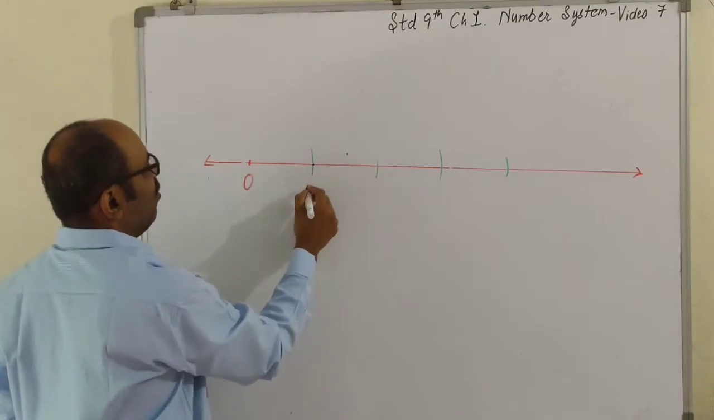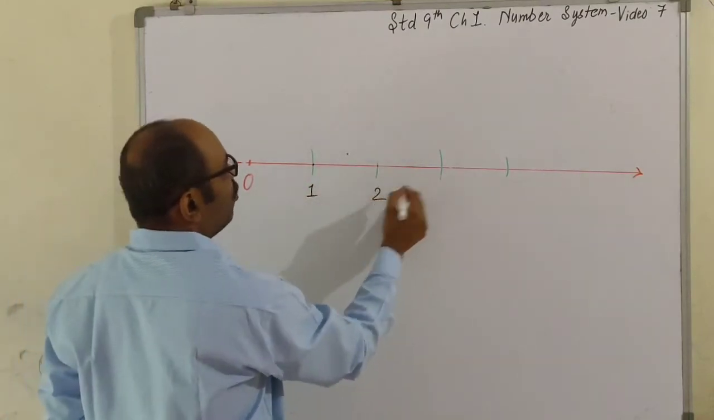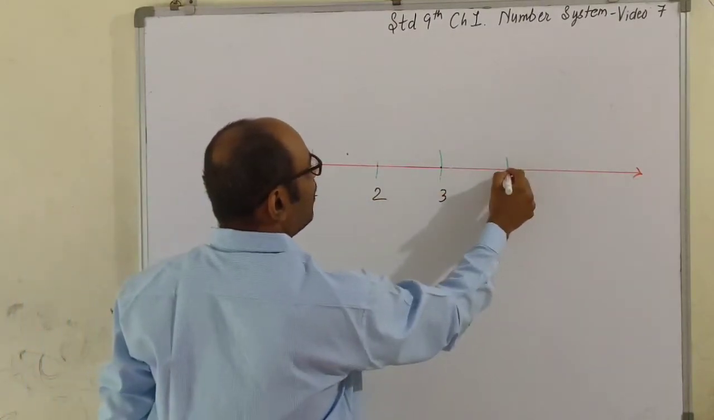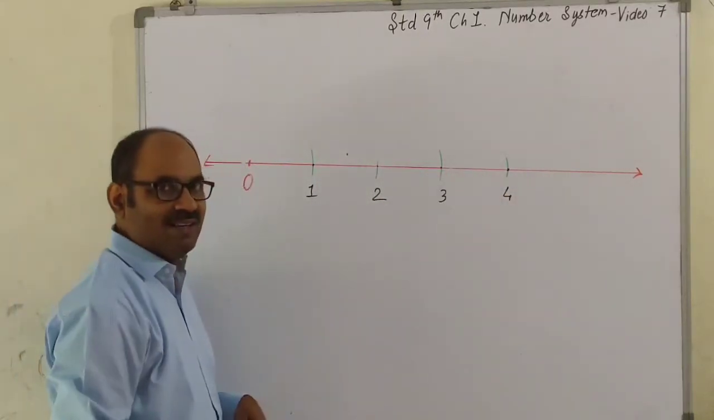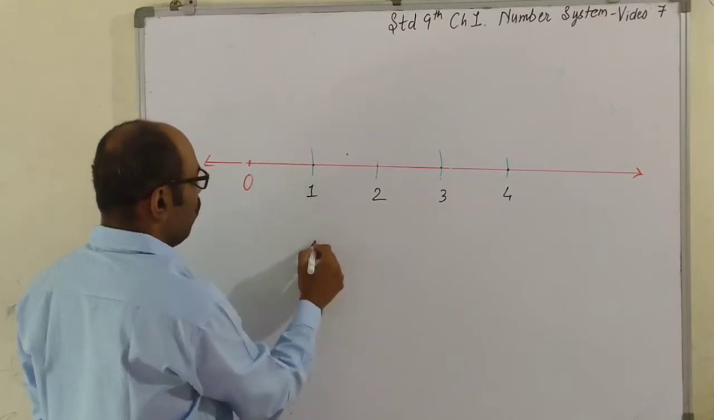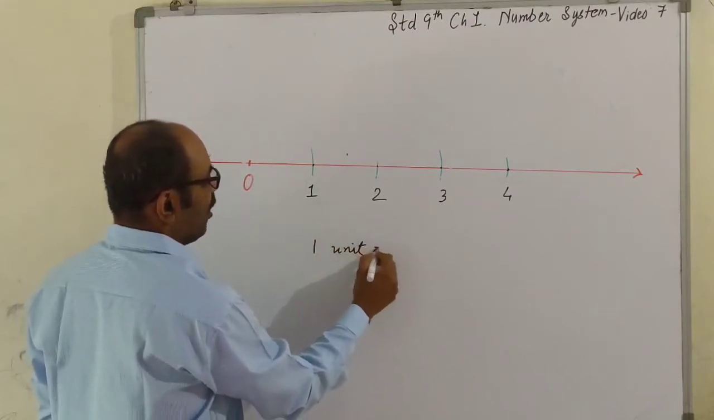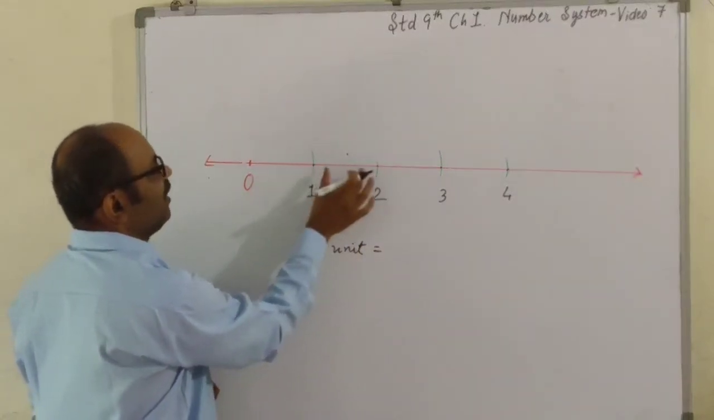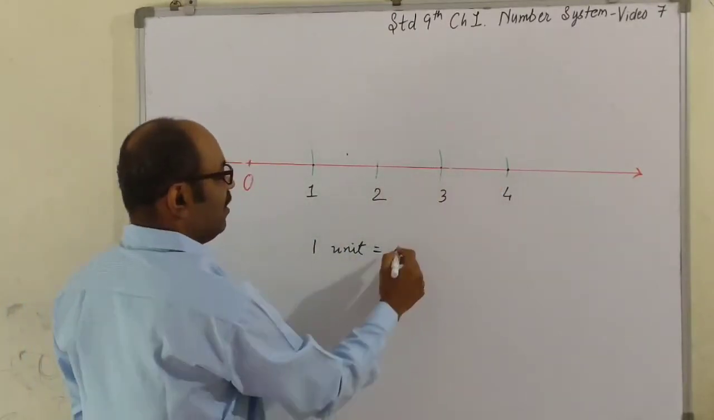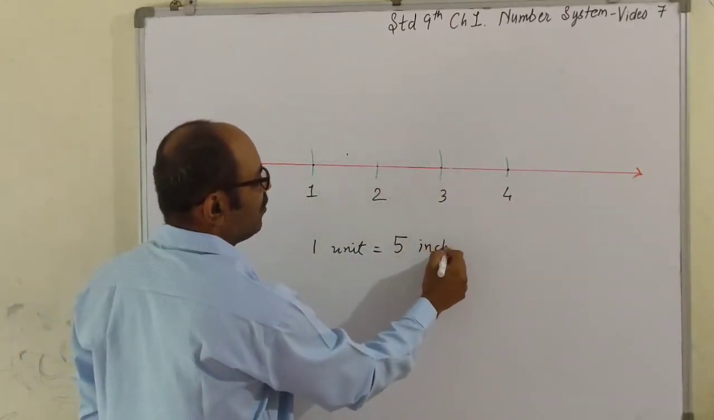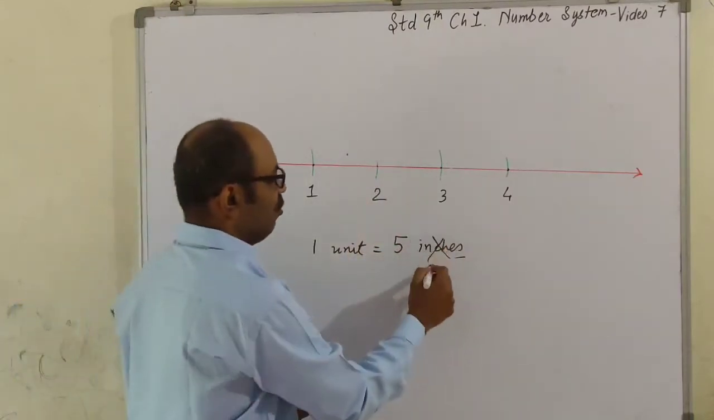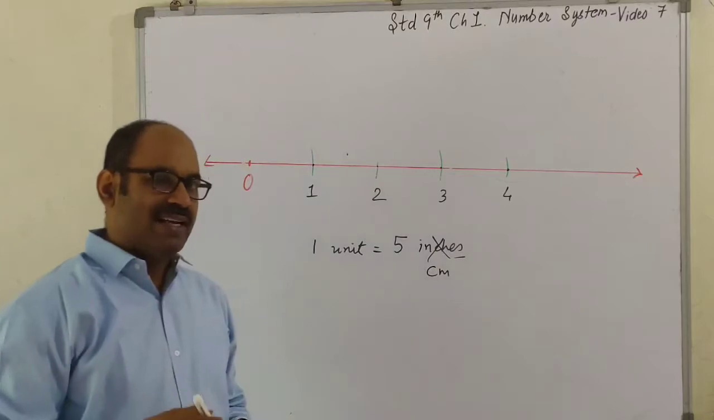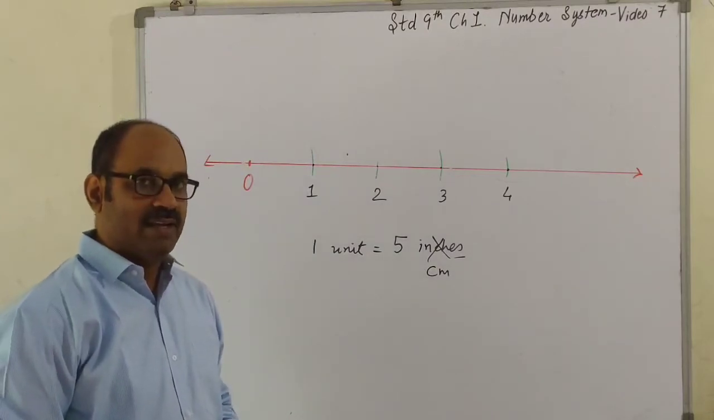Now this is 1, this is 2, this is 3, this is 4. So you took equal distance with the help of the rounder, and this 1 unit, very important, you have to write. From here to here is 1 unit, this is 1 unit, 1 unit, 1 unit, that you took 5 inches. Okay, on the board I am taking inches, you will have to take centimeter, and I tell you exactly what centimeter you have to take.